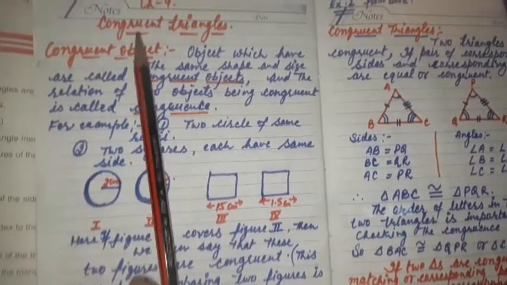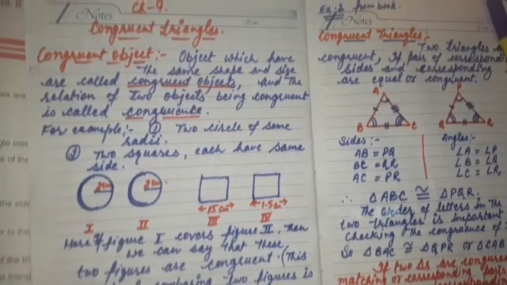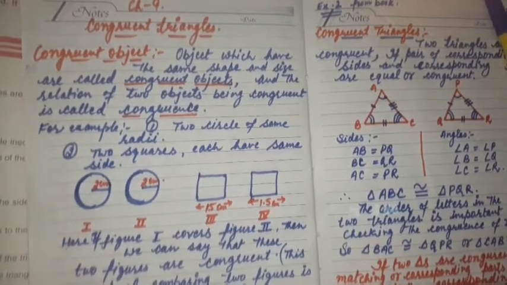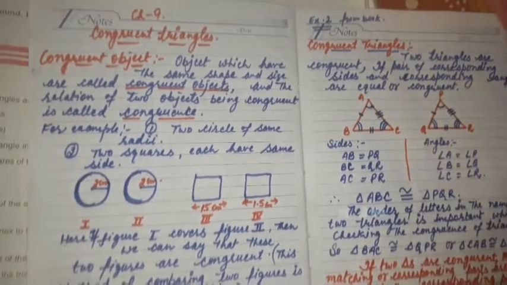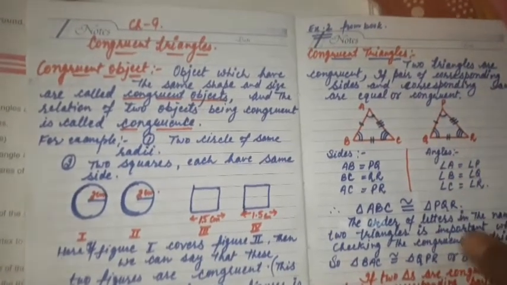But this chapter is named congruent triangles, so in this chapter we will discuss triangles only. The next concept is this. Before starting this concept, there is one example from the book. Example number 2. These two squares are given, square x and square y.